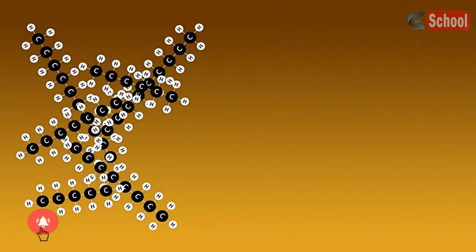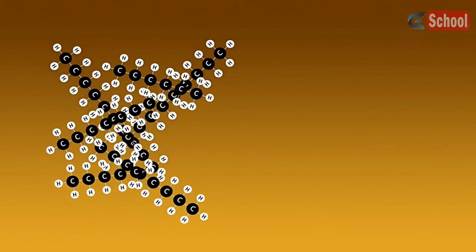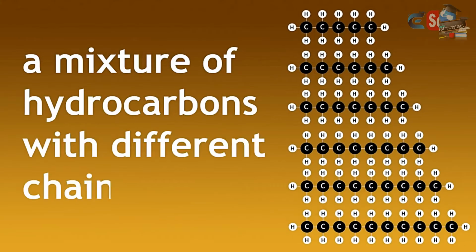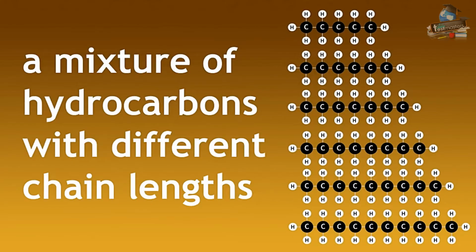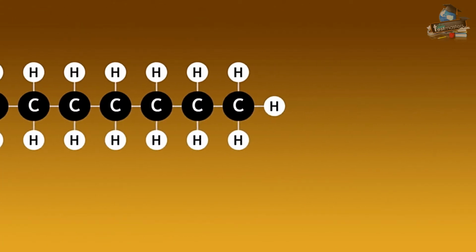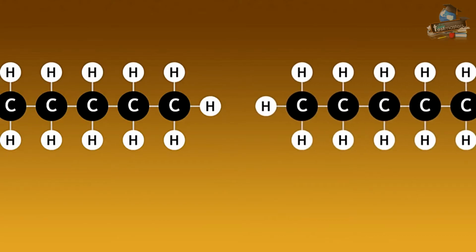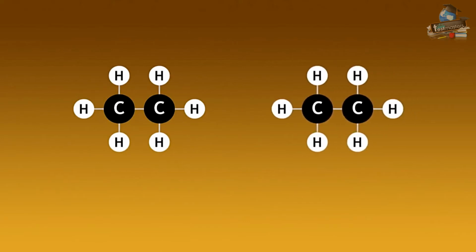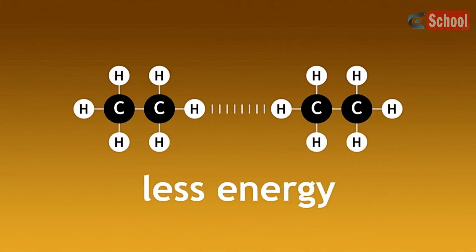Before we understand how fractional distillation works, we should be clear that crude oil is a mixture of hydrocarbons with different chain lengths, some being short molecules and some being very long. Intermolecular forces act between molecules, and the longer the molecule, the greater the intermolecular force. As you can see here, the small molecules have weaker intermolecular forces, and so will require less energy to break them apart and turn them into a gas.